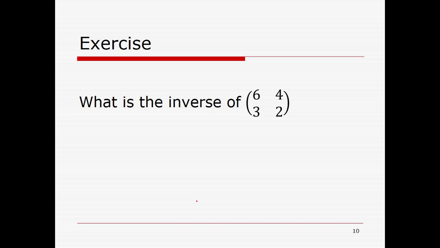Okay, one last exercise just to get a hang of it. The determinant of this one would be 6 times 2 minus 4 times 3. That's a pity, now we get 0. So apparently this matrix does not have an inverse matrix.